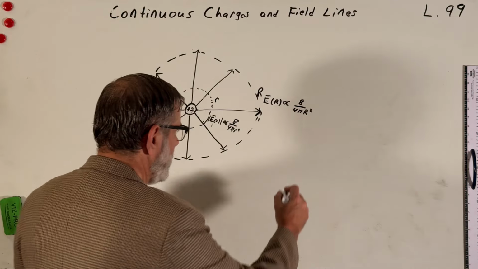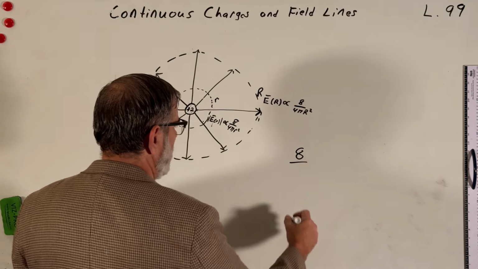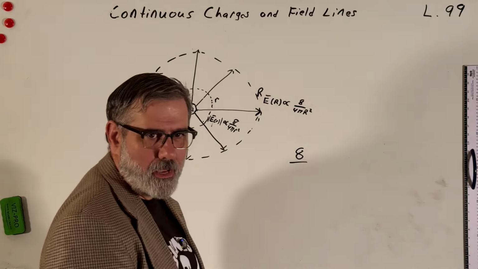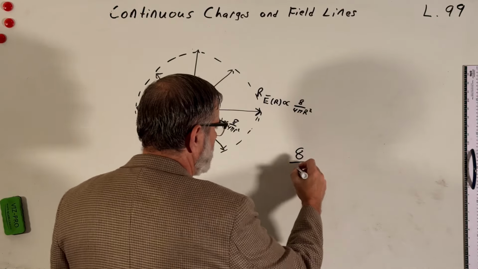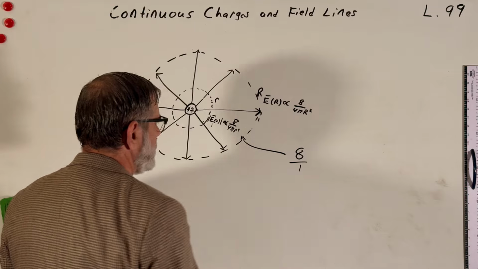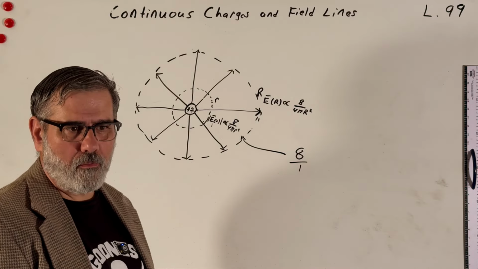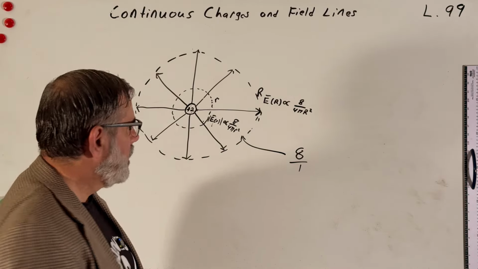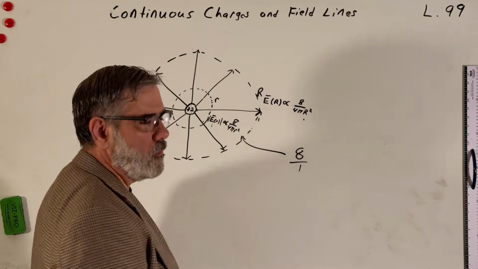So that's 8 field lines per, let's just drop the 4 pi, right? And we'll say that r is equal to 1, so that's over 1 squared, which is 1, yeah? That's here. That's the magnitude of its electric field, or at least it's proportional to that, okay? What about out here where r is, let's say, 2, okay?